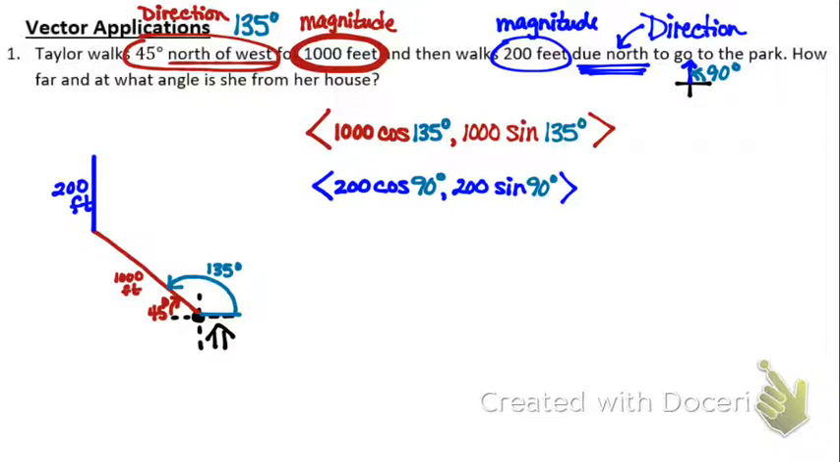How are we doing so far with our component form for the 2 legs of her trip? 90. Due north. If I go like this, now think about your unit circle. What is this in degrees on your unit circle? That's the ordered pair. How many degrees? 90.